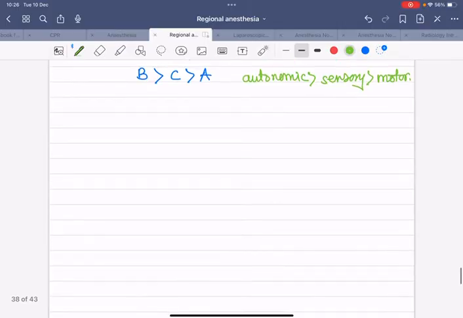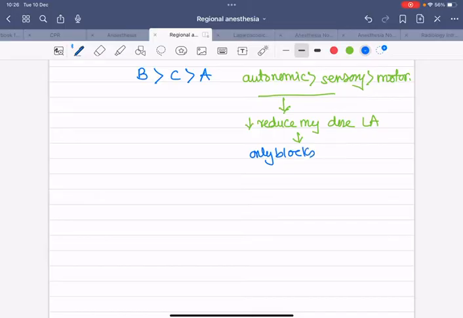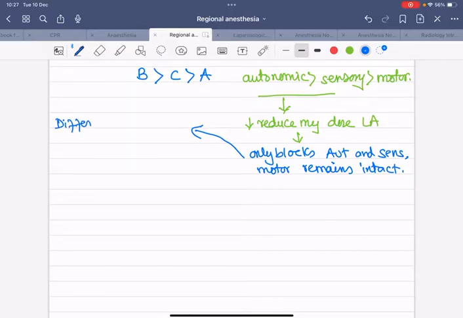So that's why if I reduce the dose of local anesthetic drugs, what will happen? It will only block the autonomic and sensory nerve fibers, but motor remains intact. So when motor remains intact and it only blocks autonomic and sensory nerve fibers, it is known as differential block.